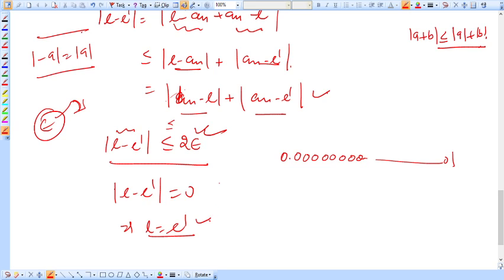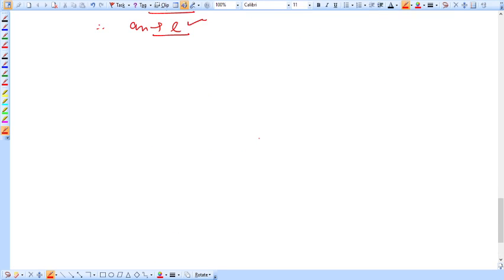So the supposition is wrong that these two numbers are not equal. Therefore we have to say at the end that a_n converges to a unique limit if it converges at all. So this was result 1. Now we are going to come to the second result, the second theorem, result 2.